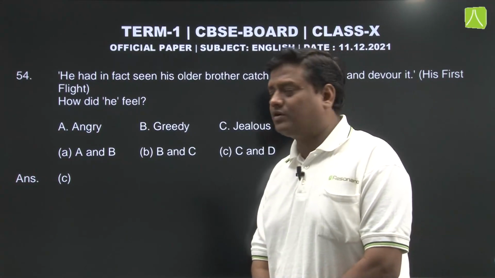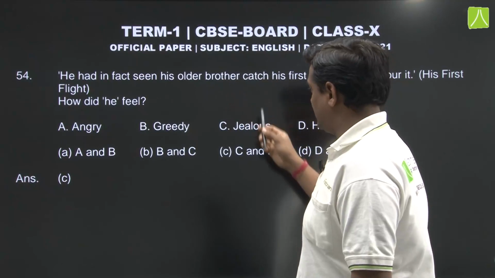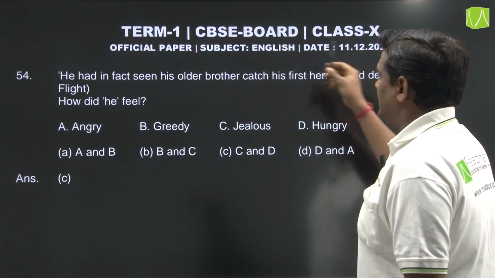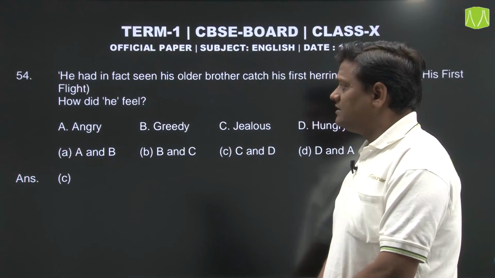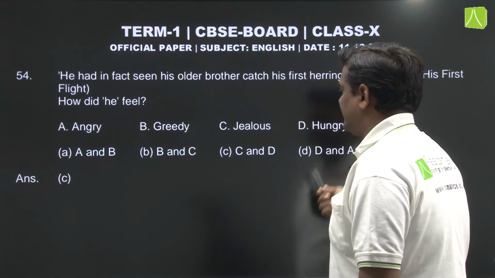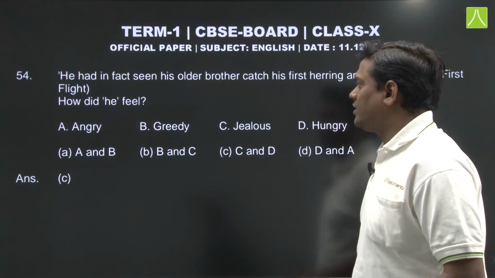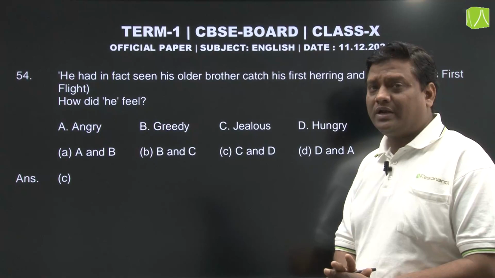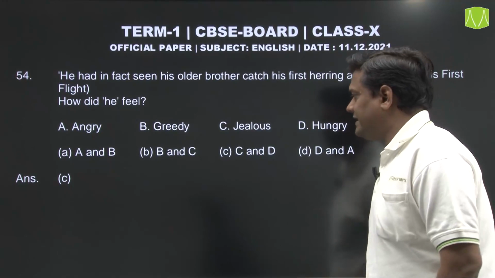Question number 54. He had in fact seen his older brother catch his first herring and devour it, his first flight. How did the young seagull feel? Angry, greedy, zealous, hungry. Option C is correct, that he was zealous and hungry because he had no fish, but his whole family were eating. So option C is correct. He was zealous and hungry.